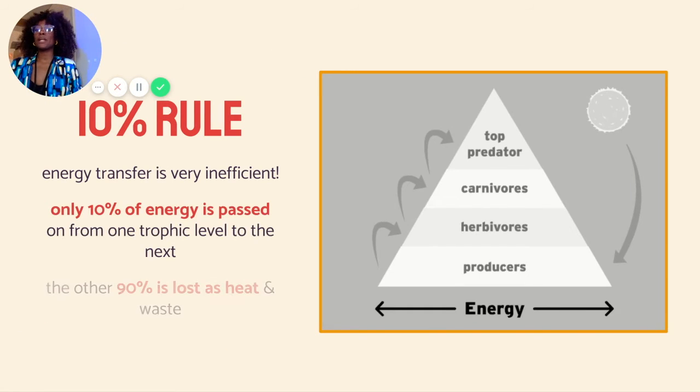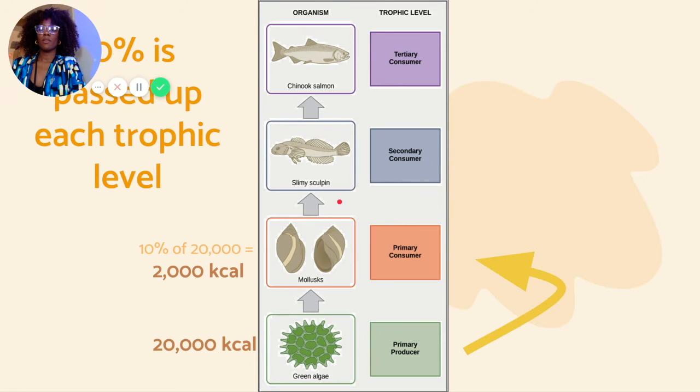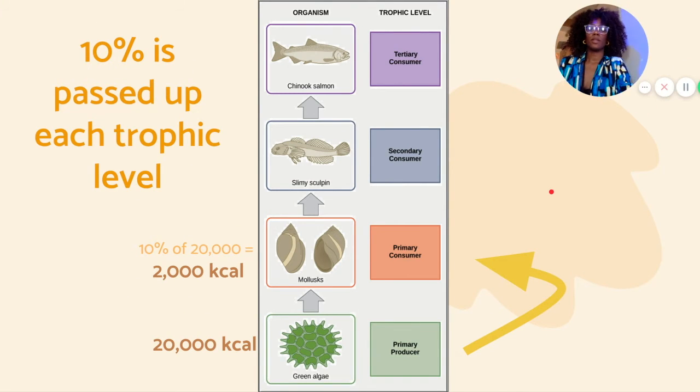What is the 10% rule? Right, so energy transfer is very inefficient. Only about 10% of energy is passed on from one trophic level up to the next. That other 90% is actually lost as heat and waste. Okay, so from here to here, 10% is passed. 90% is lost as heat and waste. Okay. 10% is passed up each trophic level.